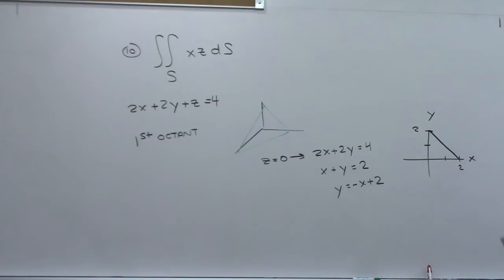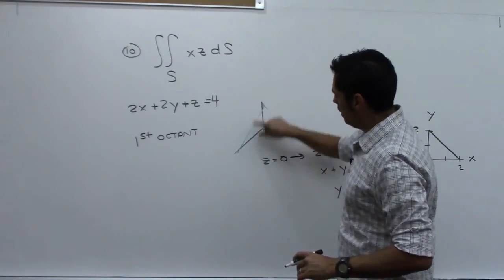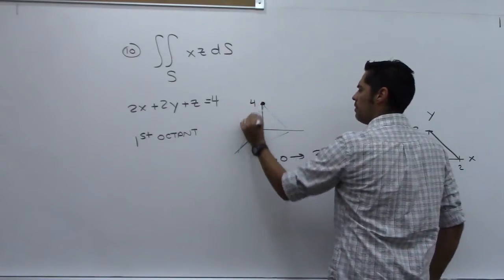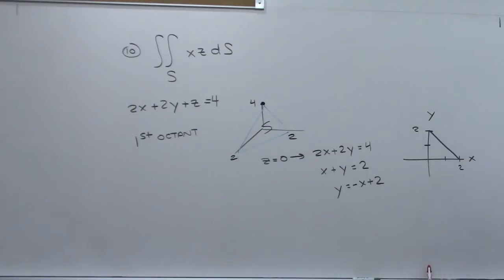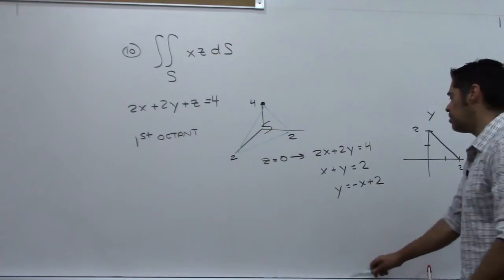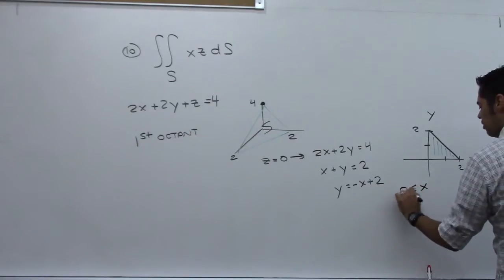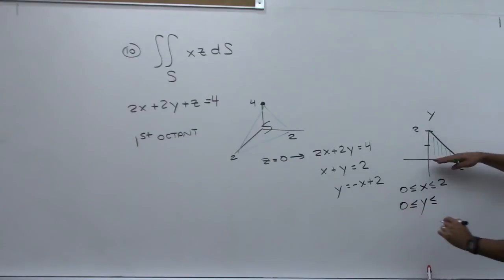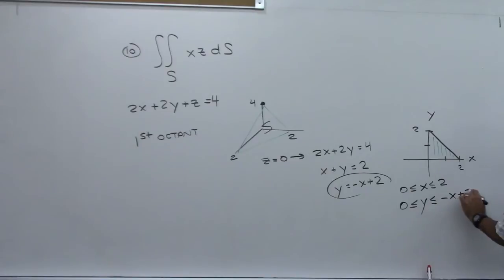So I'm just looking at the surface, the plane above that, right? And where does it hit the z? At 4. Hits here at 4, hits here at 2, hits here at 2. So this is my surface S. I can actually draw that surface pretty easily. If I look at this down on the ground as a type 1 region, my x is between 0 and 2. My y here is between 0 and this line. That line is this, so negative x plus 2.